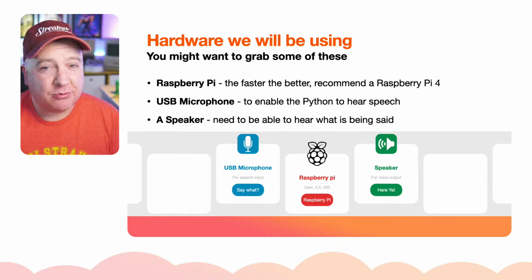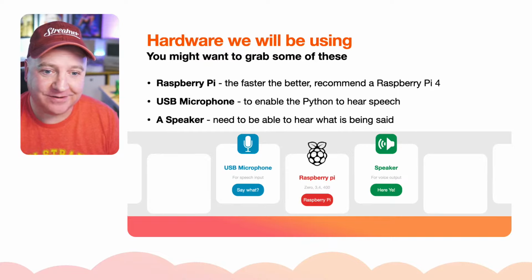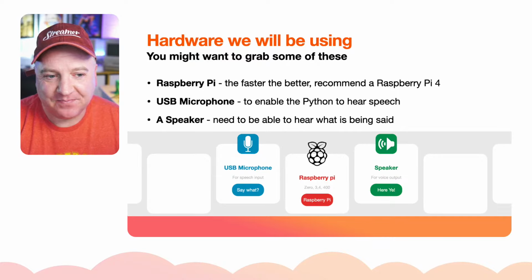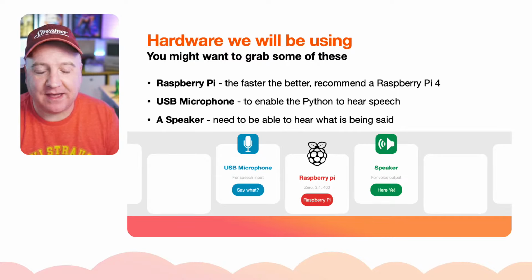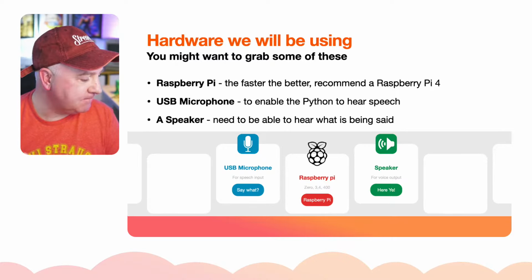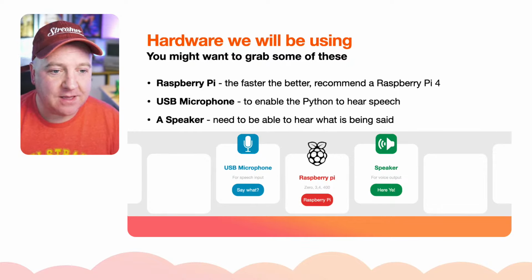So Raspberry Pi, I would recommend the fastest you can get, whether it's a Raspberry Pi 4, 3, 2, 0 or 400. 400 is the one that's inside the keyboard. Yeah, whichever you can get. You can run this code on any machine and it should work. As long as you've got a keyboard, a mouse, a screen, a microphone and a speaker, you should be able to run Python fine.